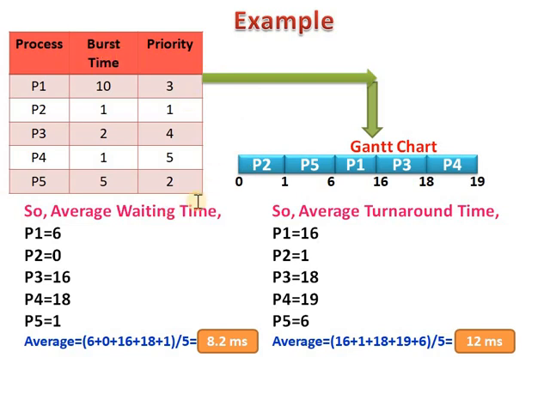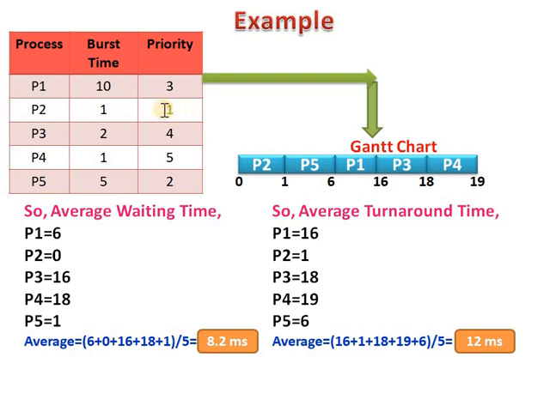So, in this example, process P2 is executed first. Why? Because process P2 has the first priority. So here the P2 process is executed first. The total burst time for the P2 process is 1 millisecond. So, for 1 millisecond, process P2 is executed first.